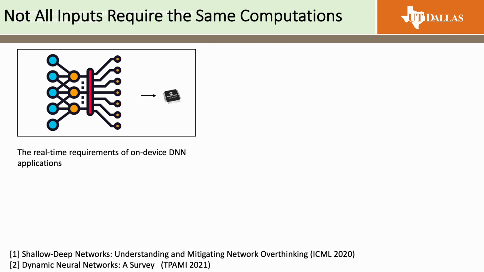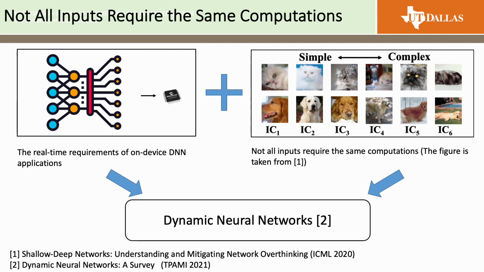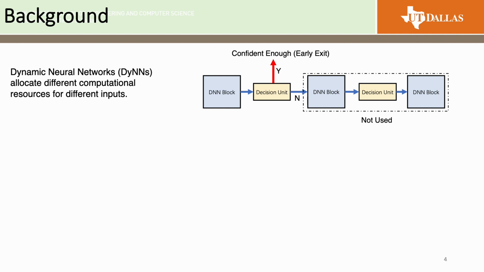Considering the mismatch between the huge computing amount of deep neural networks and the constrained computing resources of edge devices, and the observation that not all inputs require the same computational resources, researchers proposed dynamic neural networks. As shown in this figure, dynamic neural networks will allocate different computational resources for different inputs.